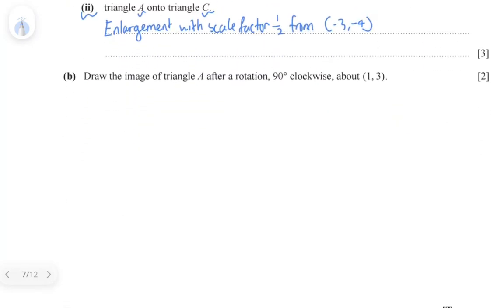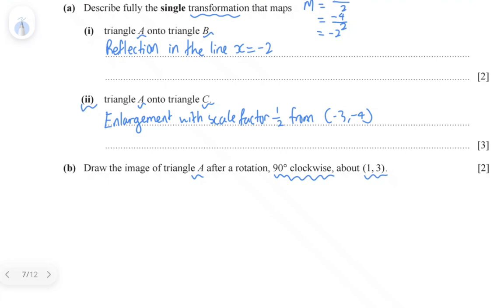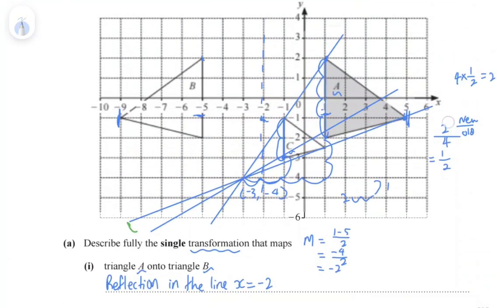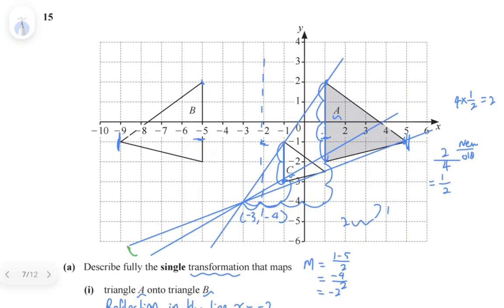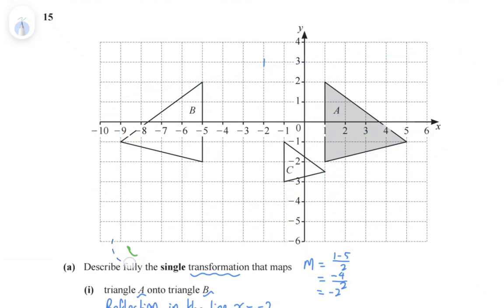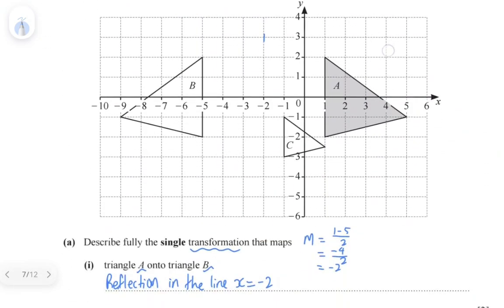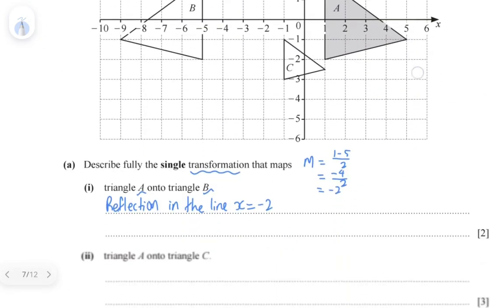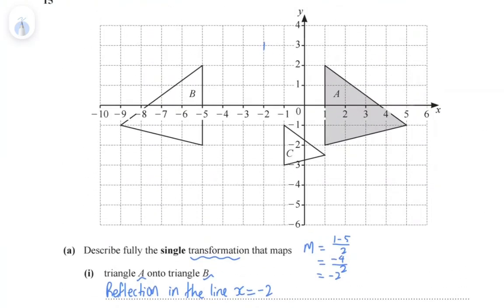Now we're asked to draw the image of triangle A after a rotation of 90 degrees clockwise about the point 1, 3. So, first clearing our diagram, we are rotating from the point 1, 3. Let's mark that down first. So 1, 3. Okay, so that is 1, 3 up here. And this is our point of rotation.